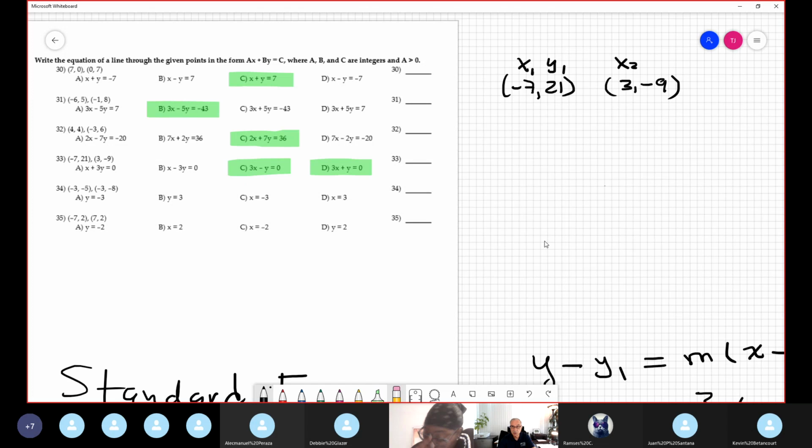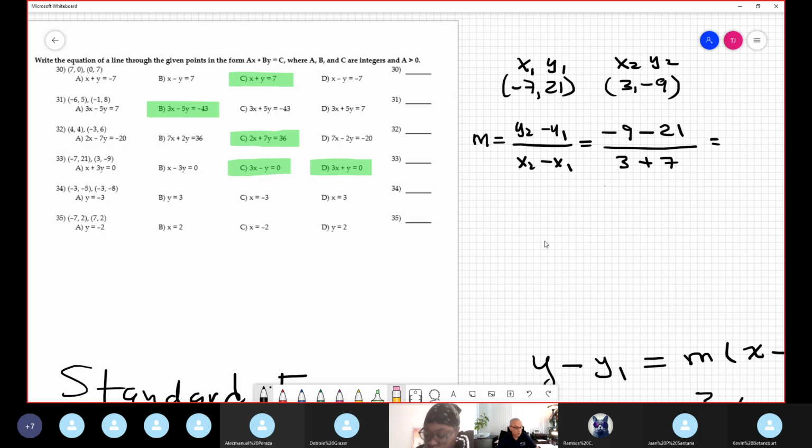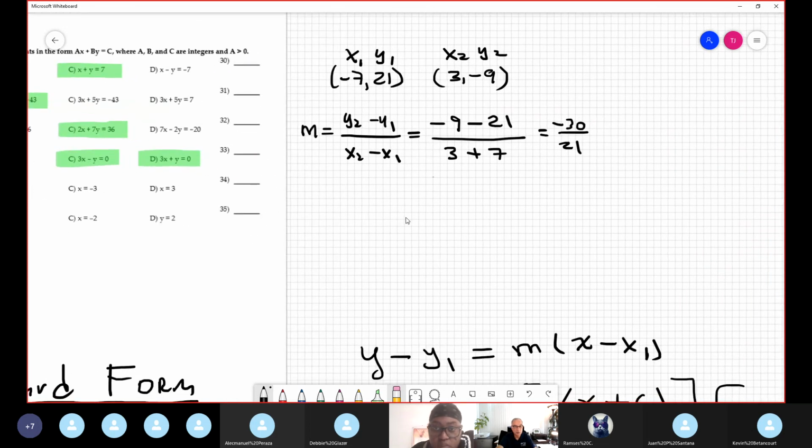X1, Y1, X2, Y2. We compute the slope. Y2 is -9, Y1 is 21, X2 is 3, and this is 7. So 21 and 9 is 30, so -30 over 21. We can reduce, of course, because it's divisible by 3. So it is -10 over 7? No, it's -30 over 10. You are right, I am crazy with multiplication. This is 10, it's a -3. That equals -3. Very well.